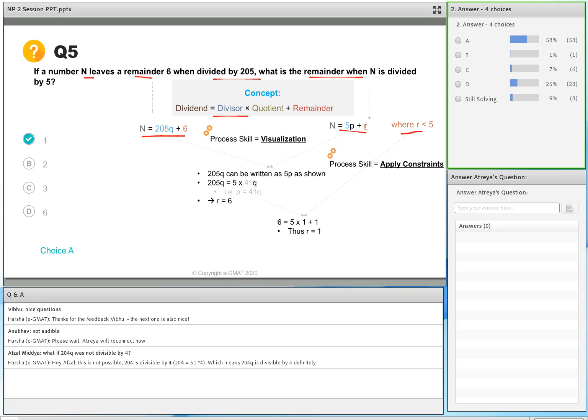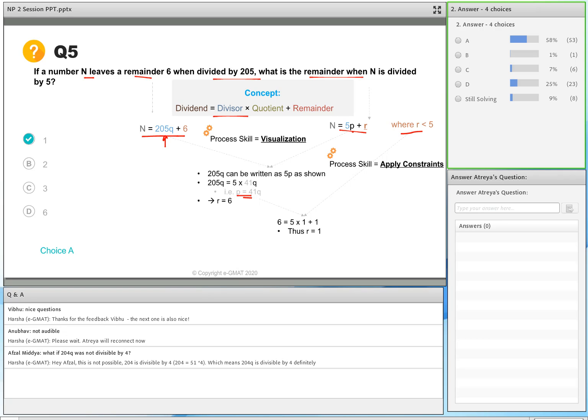R cannot be equal or greater than 5, rightly pointed out by Adrian. So again, we'll use the visualization skill over here. I'll try to write 205q in terms of 5p. Now, if I divide 205q by 5, I get the value of p to be equal to 41q.